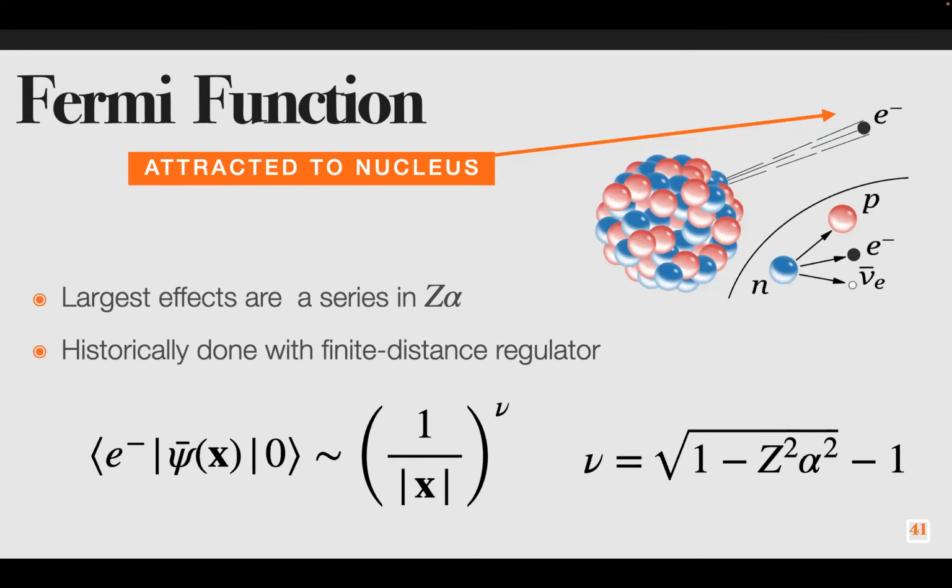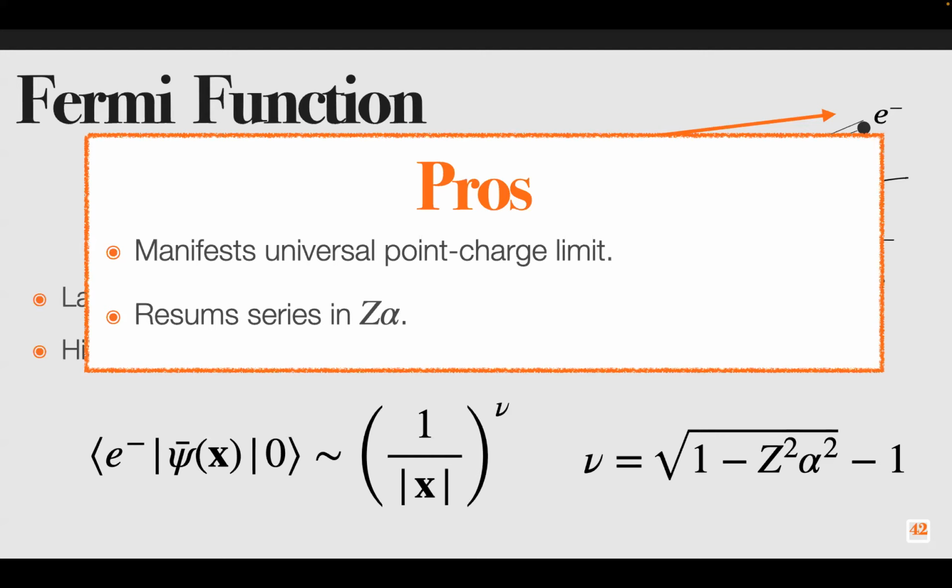Another thing you could do is put in explicit UV physics, like a specific charge distribution for the nuclear radius. But I'm just going to ask what is the right thing to do in the effective field theory, where everything is point-like and I want to manifest universality in the point-like limit. This prescription has certain advantages. I never mention the microphysics of the nucleus. It manifests the long distance Coulomb physics, and it resums a series to all orders in Z alpha. But it's regulator dependent because it was written down in the 1930s.